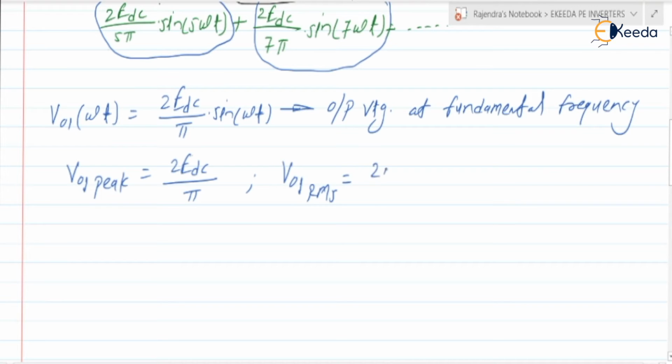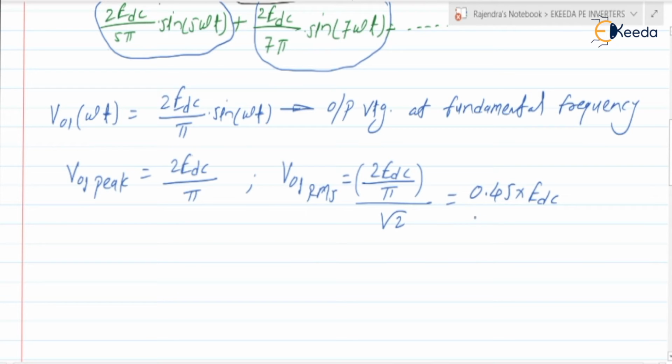So it is 2 EDC divided by pi divided by root 2. So it is equal to what? It is 0.45 into EDC. Is this clear? So V01 RMS is 0.45 into EDC, right?